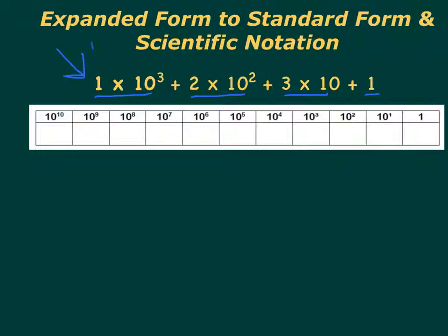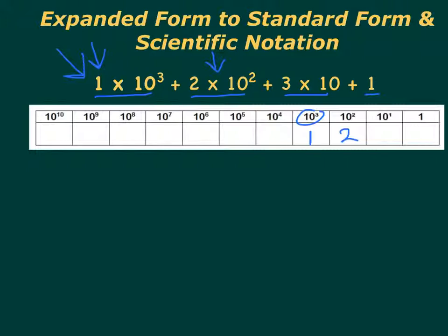Here I have 1 times 10 to the power of 3. That means I'm going to go to the column 10 to the power of 3, and in there I'm going to place that 1. That gives me a pretty good hint about where to go, but let's take a look at the next ones. Then I have 2 times 10 to the power of 2, so I look at 10 to the power of 2, and I'm going to place a 2 in there.